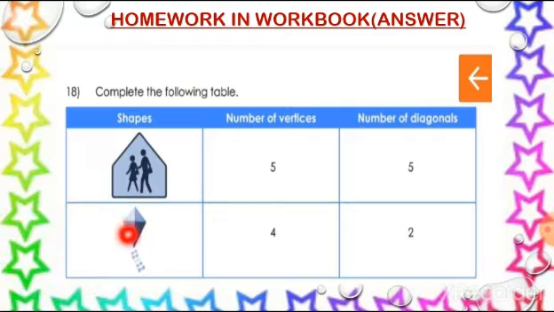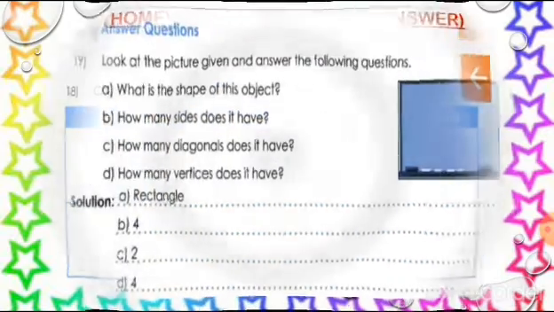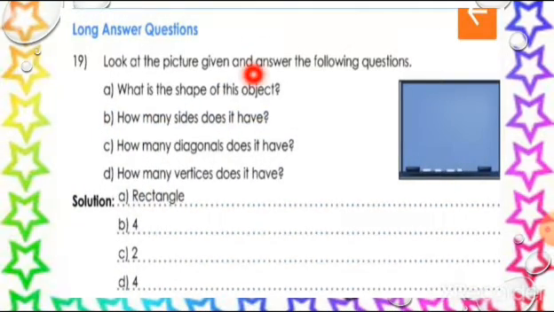Now look at the next one. Here it is like 1, 2, 3, 4. A 4-sided shape. And the number of vertices 1, 2, 3 and 4. 4 vertices and number of diagonals 2. Got it, children? By drawing these 2 vertices together and these 2 vertices together, we will get 2 diagonals. Got it? Okay.